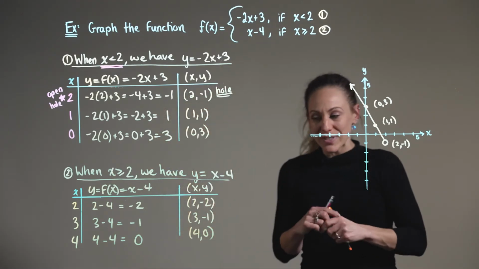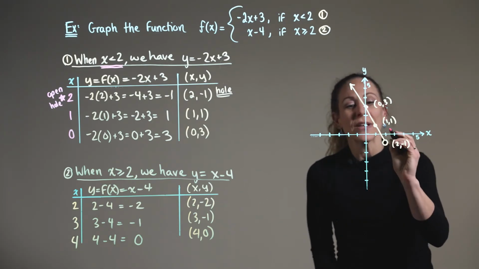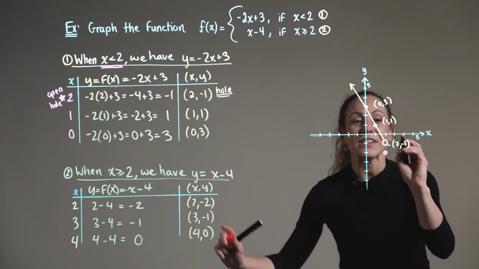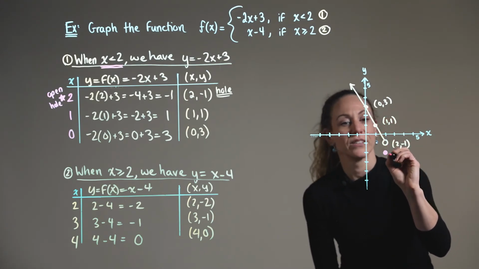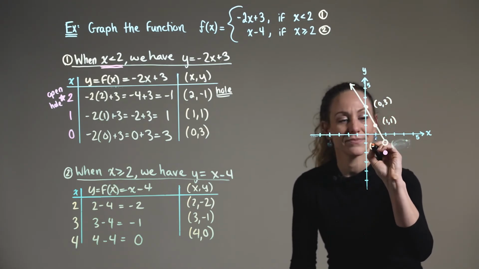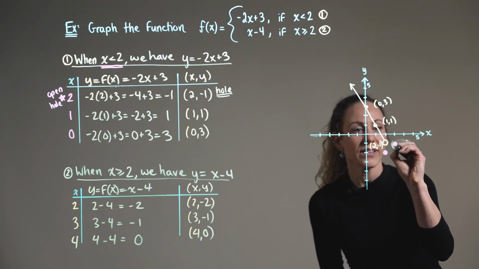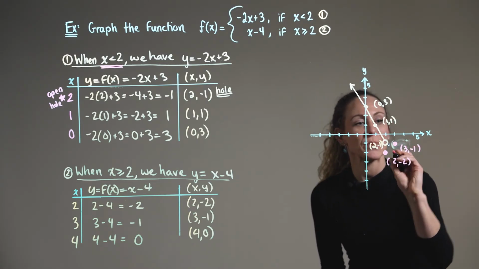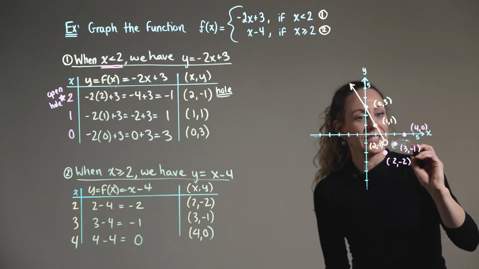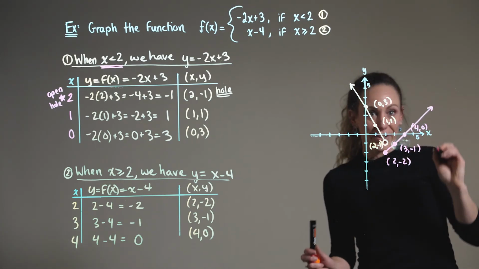So plotting these points on our provided coordinate plane, our first ordered pair is at 2, negative 2. Our second point here is at positive 3, negative 1. And last but not least, we have the ordered pair 4, 0. And to see the graph of this function, we'll connect those points with a smooth curve.